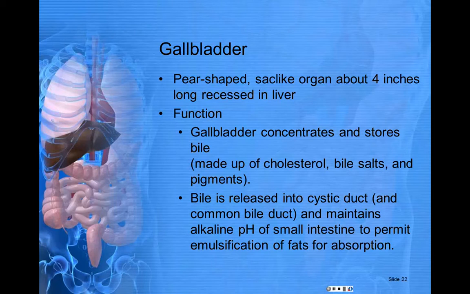Bile is released into the cystic duct and the common bile duct and maintains the alkaline pH of the small intestine to permit emulsification of fats for absorption. So basically, its job is to break down fat and make it easier for the body to digest and absorb.